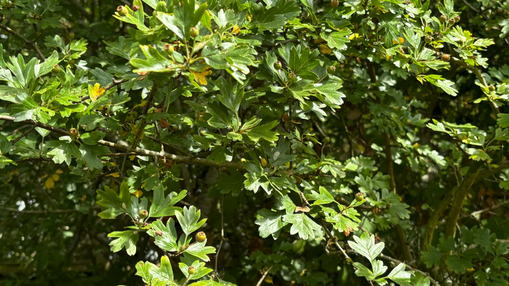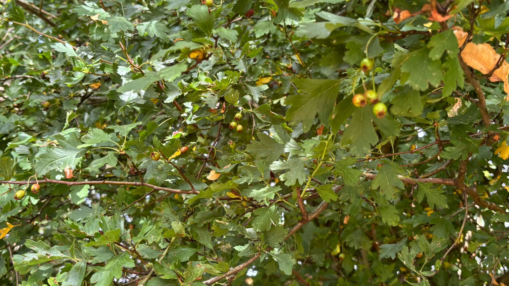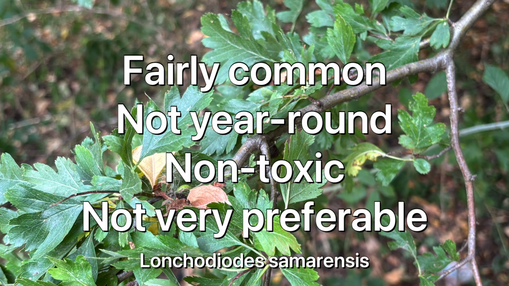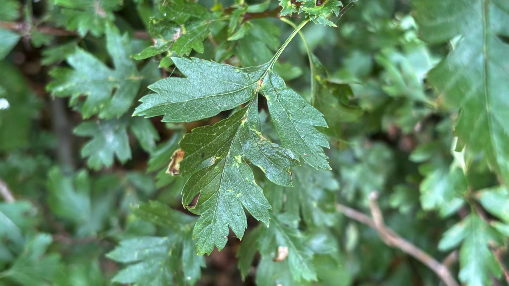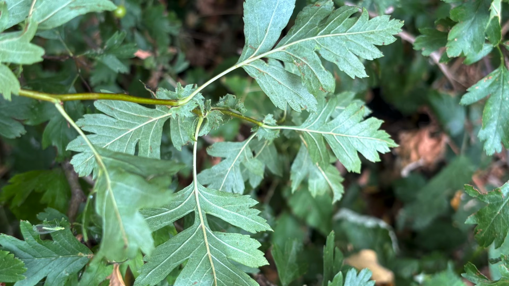However, when it's not maintained in a hedge, it can grow into a tree. It drops its leaves in the winter, making it a seasonal food source. And while it's non-toxic, I haven't found it to be a favourite of any Phasmid species I've kept. Hawthorn has fairly distinct leaves, and for part of the year will produce red berries. Again, as its name suggests, this plant can have thorns.